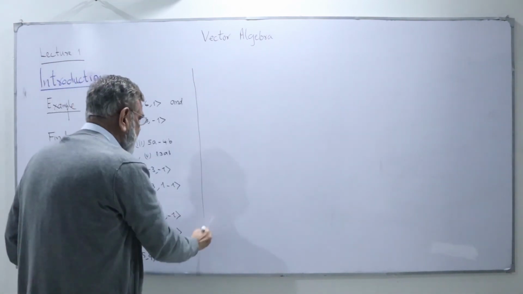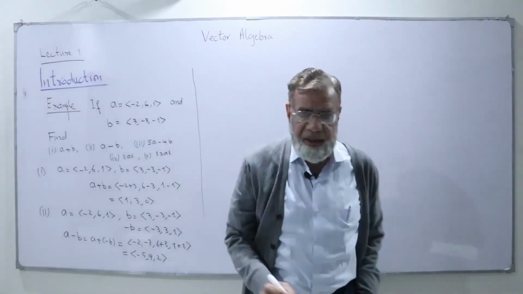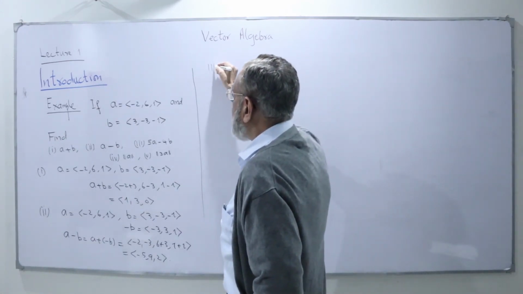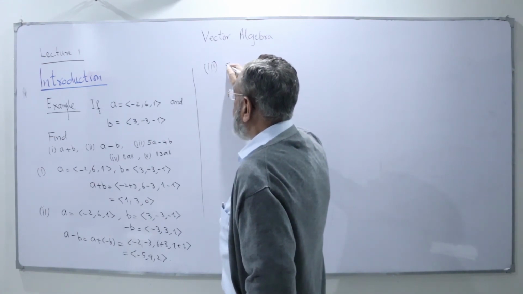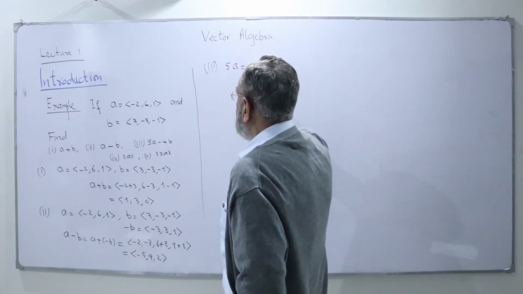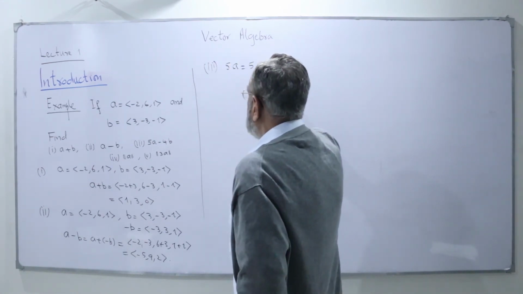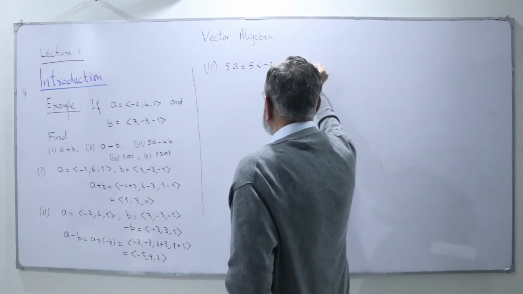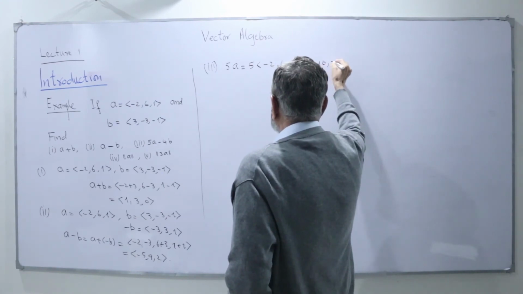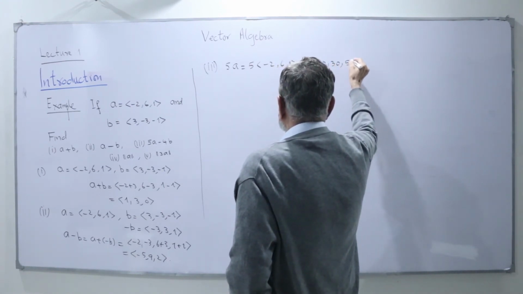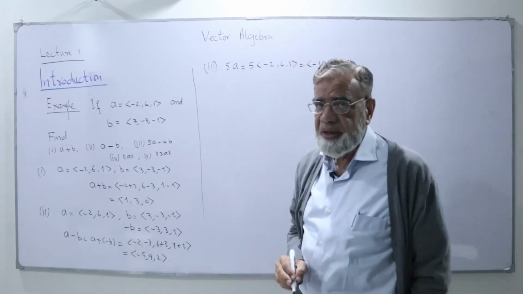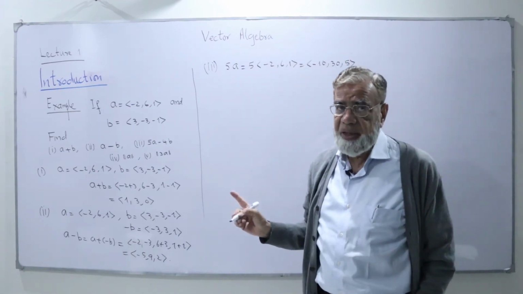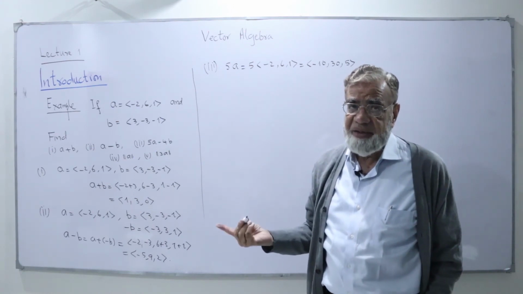The next is I want to find 5A minus 4B. To do that, first we have to find 5A. So I multiply my A by 5. What's my A? My A was (minus 2, 6, 1). I multiply this, I get minus 10, here 30, here 5. Each of the components is multiplied by 5. 5 is a scalar and A is a vector.